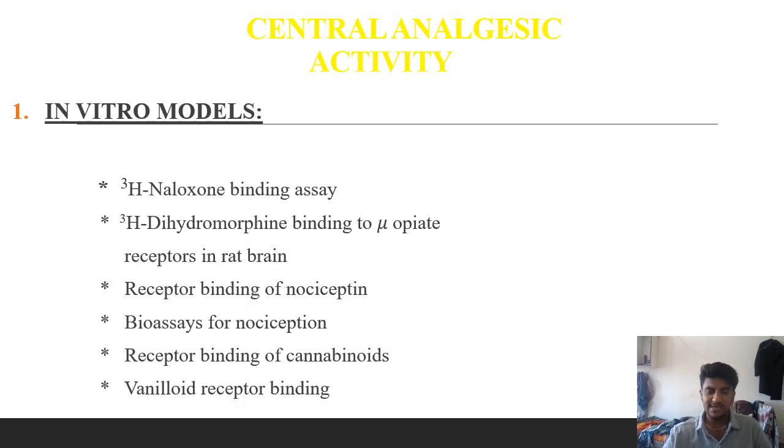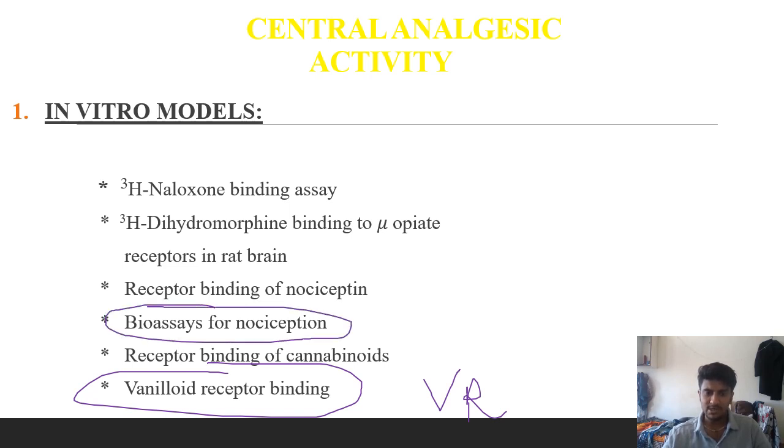And finally, for central analgesic activity, we have vanilloid receptor binding assays, VR. Vanilloid receptors are widely involved in a lot of different conditions. Then we have bioassays for pain, nociception. Bioassay techniques are also very widely used. Then we have radio receptor binding, chemiluminescence binding, fluorescence binding, chromogenic agent binding. Then we have dihydromorphine, naloxone binding, which is a morphine antagonist.